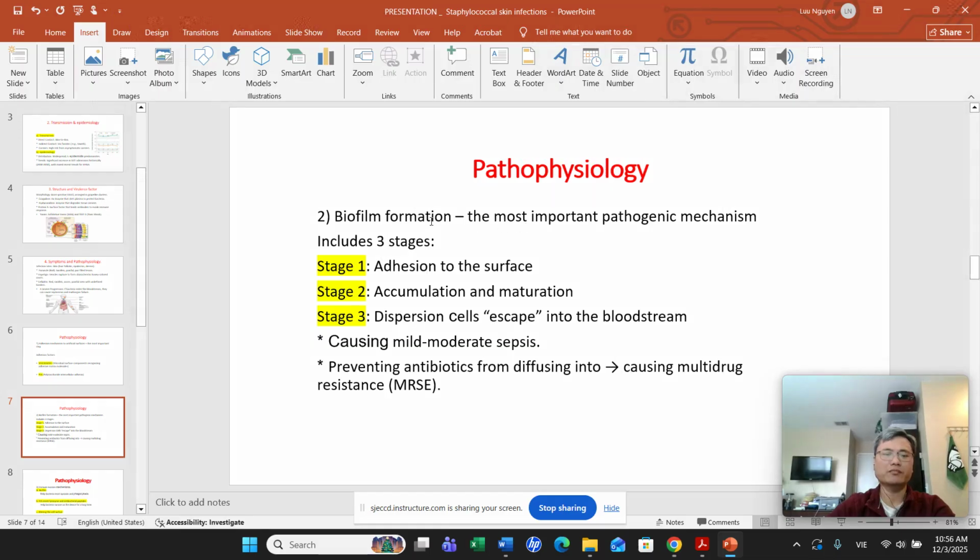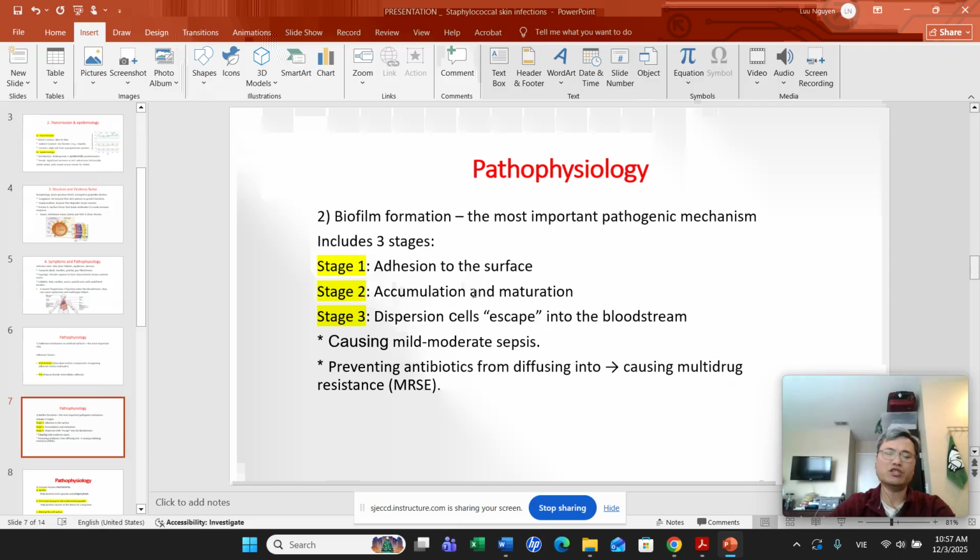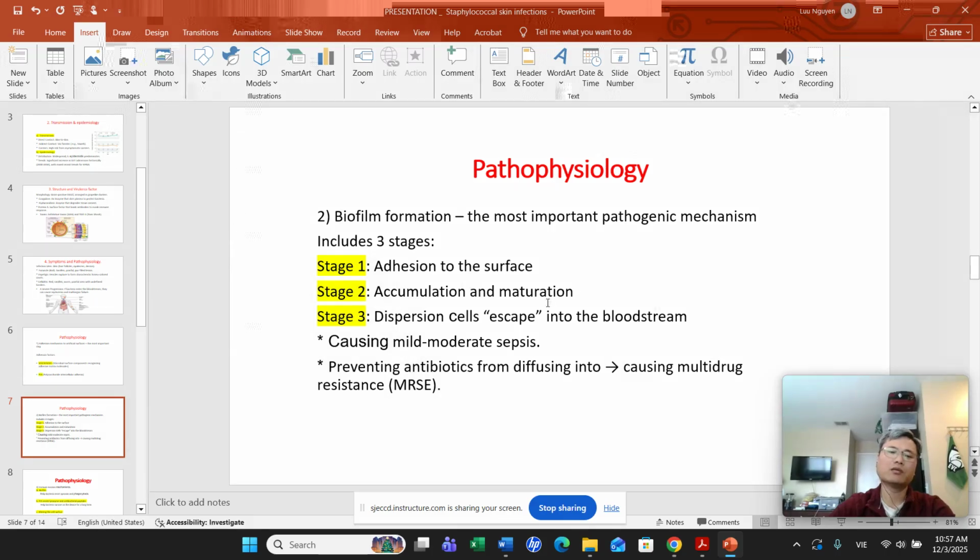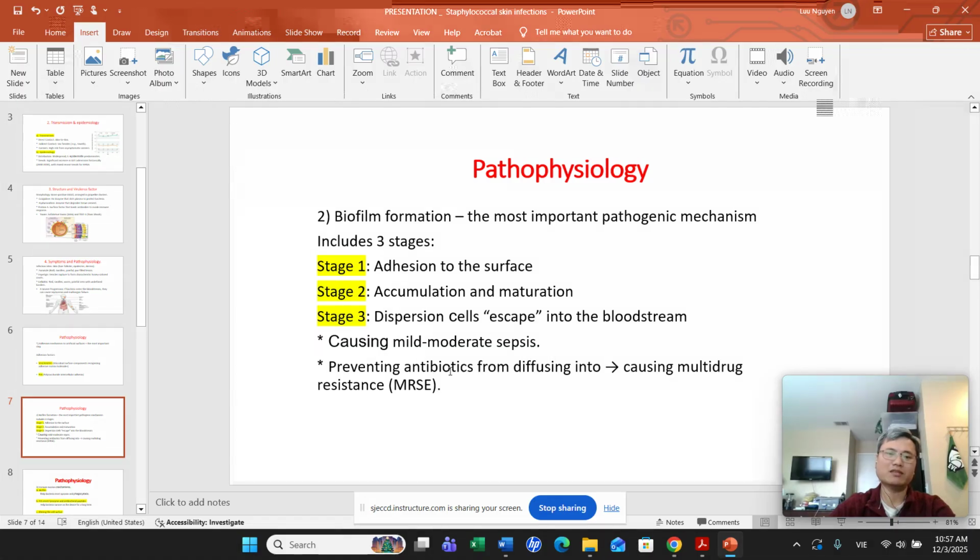Second, biofilm formation. This is the most important pathogenic mechanism. This includes three stages. Stage 1, adhesion to the surface. Stage 2, accumulation and maturation. Stage 3, dispersion, where cells escape into the bloodstream. They can cause mild to moderate sepsis, and the biofilm prevents antibiotics from diffusing into them, causing multi-drug resistance (MRSE).